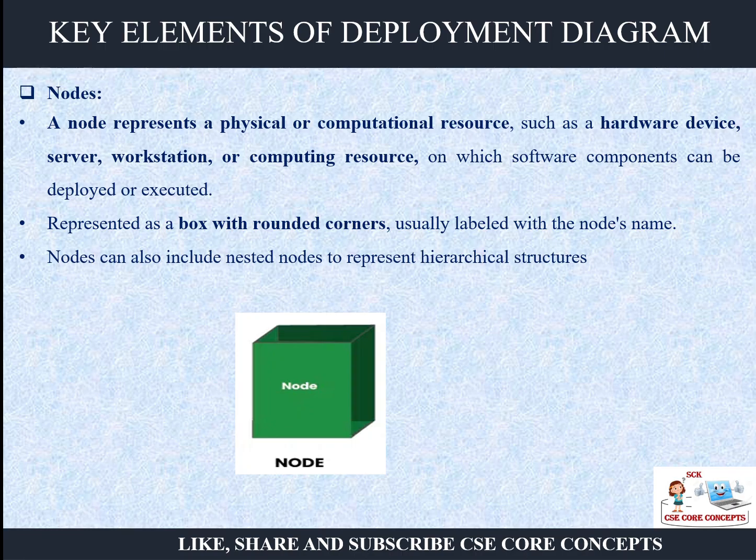So let us see the elements quickly. All the elements are more or less the same as those of the component diagram, so there is no major difference. First of all, we have 3D boxes, which are called nodes. These nodes can be your hardware device, your workstation, your computing resource, your application server, user's mobile phone, laptops, whatever hardware devices you want to show, servers, etc. You can represent them using the node.